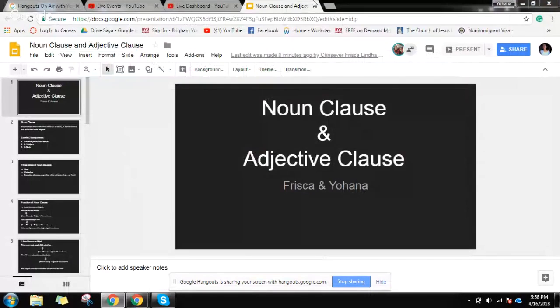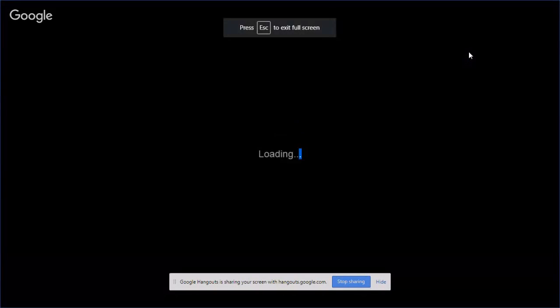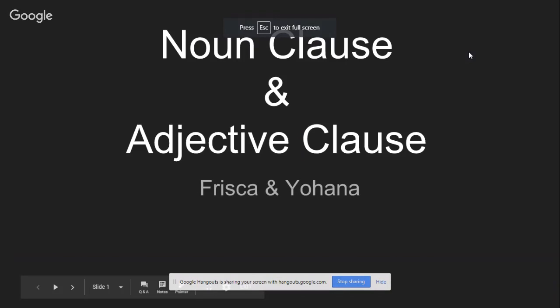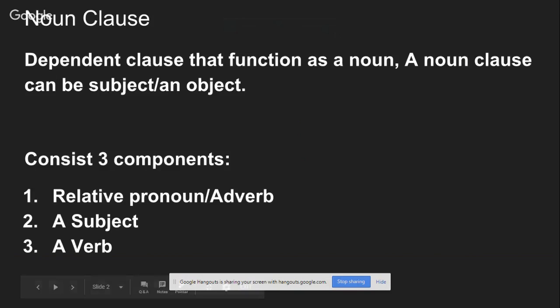We're gonna talk about noun clause and adjective clause. So, what is a noun clause? Before that, it will help you make your sentences become smarter. Oh, really? Yes, we can try. It's easy. So, what does noun clause mean?